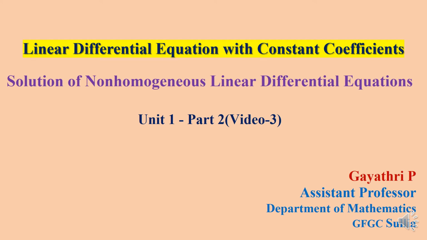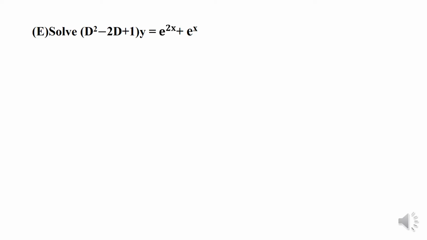This video lecture is about particular integral when the right hand side of the non-homogeneous linear differential equation with constant coefficient is sum of two exponential functions. Solve (D square minus 2D plus 1) y equal to e power 2x plus e power x. Here the right hand side is the sum of two exponential functions.